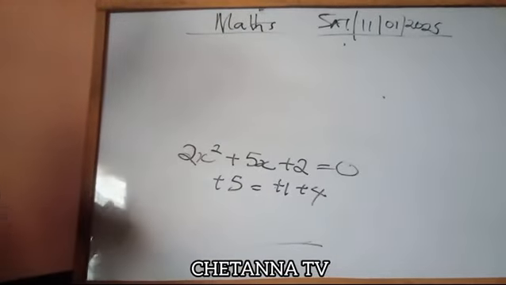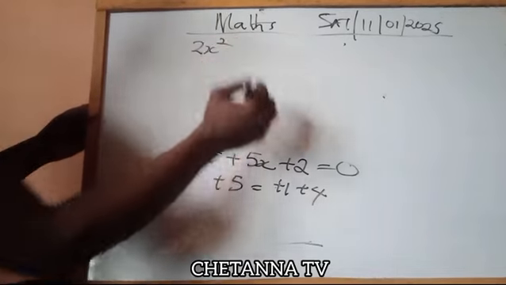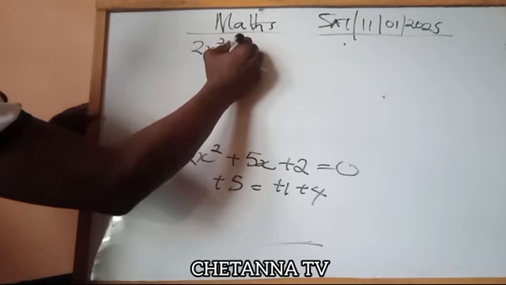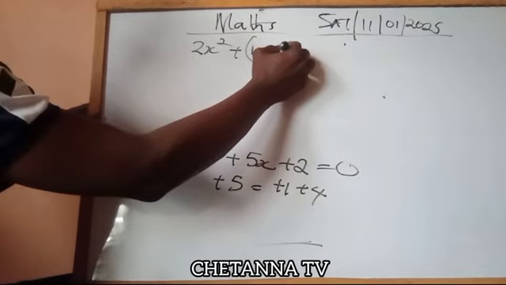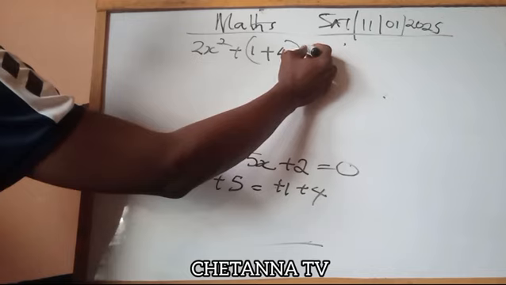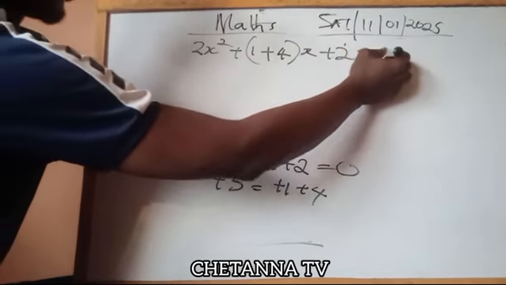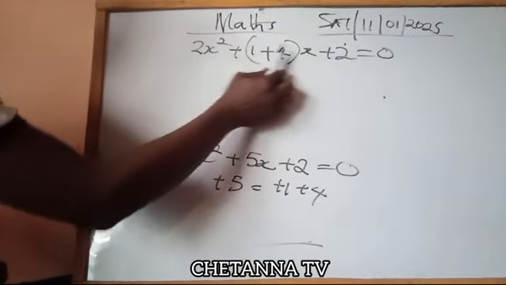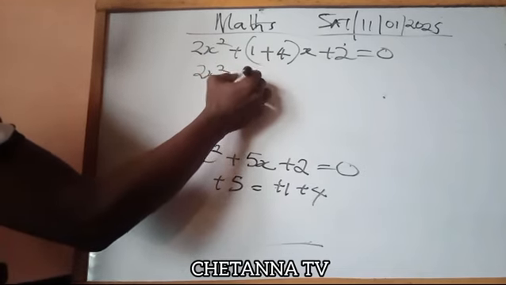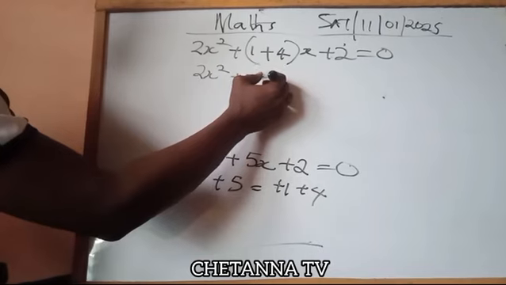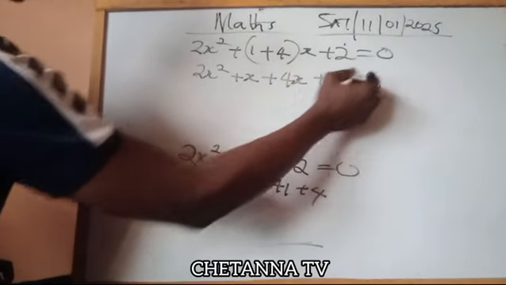So here now we have 2x squared plus, in bracket we have what? 1 plus 4, then x, right? Yes. Plus 2 is equal to 0. x times 1 is 1x, right? Yes. So we have 2x squared plus x. x times 4 is 4x. Are you following? Yes. Plus 2 is equal to 0.